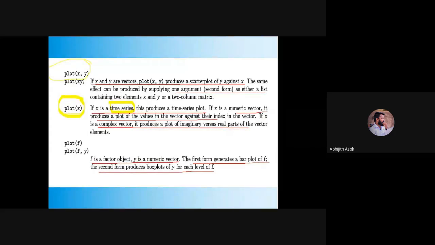Plot(f) and plot(f, y). Here f is a factor vector, a factor object, and y is a numeric vector. The form plot(f) will plot a bar plot, and the second form, plot(f, y), will plot a box plot.